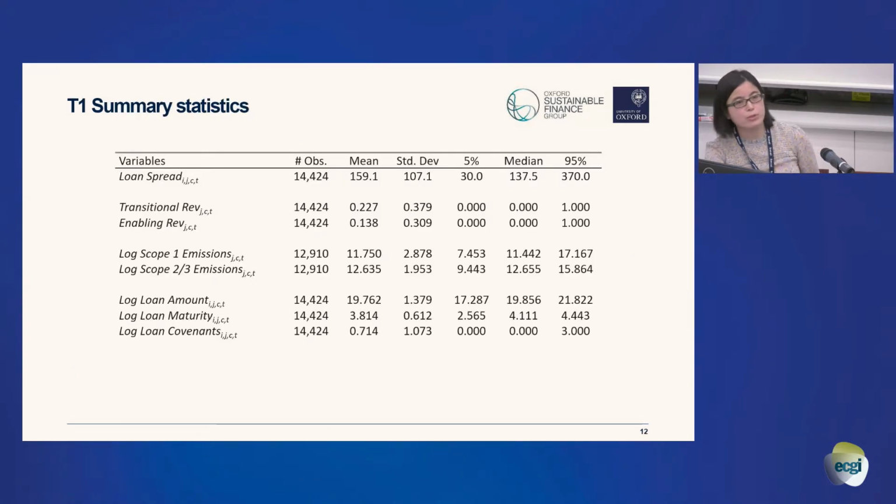This table shows the summary statistics, and we can tell the average of transitional revenue is about 0.23, and the enabler revenue is much lower at 0.13. However, notably, over half of the firms have zero transitional revenue, which could probably indicate that many of the firms are still at an early stage of combating climate change.